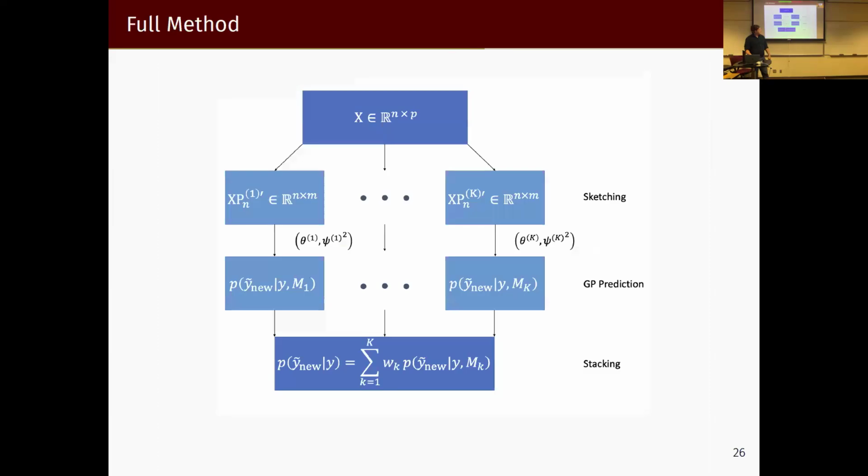Okay, so here's my picture for putting it all together. You have your original data X, which is n by P. And then you take the data and you multiply it by K many projection matrices P, which take you from n by P to n by M. And then you evaluate Gaussian process regression, right? You can get the posterior predictive distribution of Y new given Y and the models. And then you stack those together and you obtain your final predictions. So that's really the whole thing of the method.